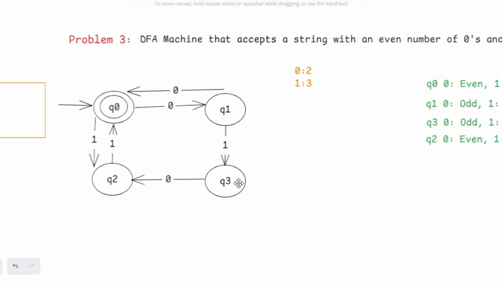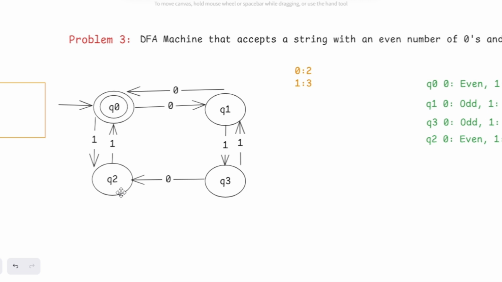Let's consider Q3. For Q3, the numbers of 0s and 1s will both be odd. So we need to consider 1 because 0 we already considered. If we change the number of 1s, it will become odd and even. And odd and even is the Q1 state. So from Q3, the state change should go to Q1 and the input will be 1, right? And so Q3 is also done.